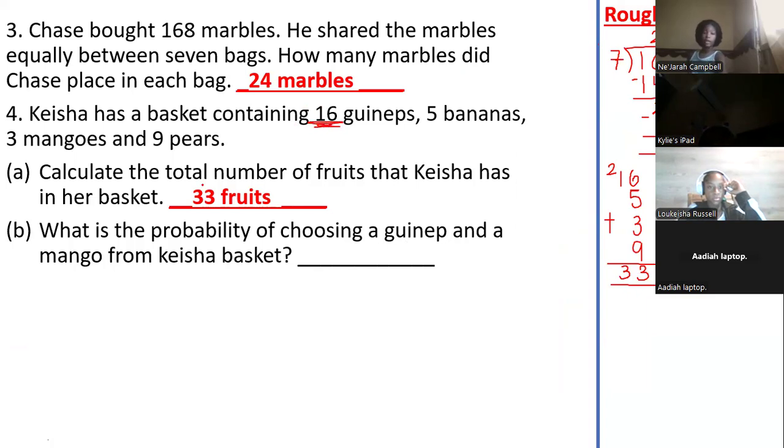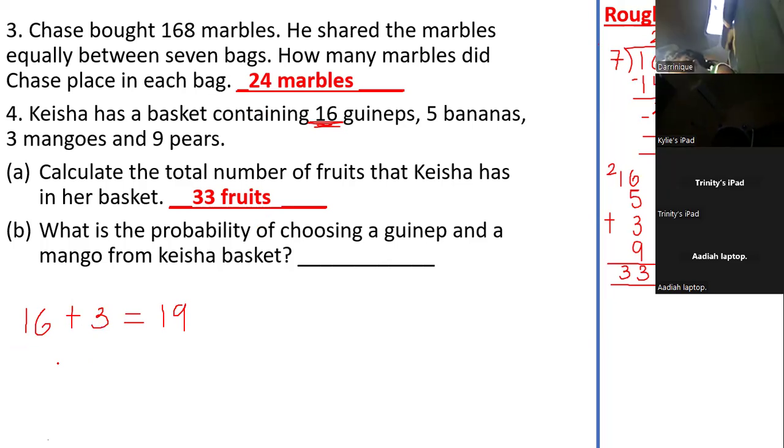16. Very good, 16. So you have 16 ganaps. And then how many mangoes do we have? 3. Very good. So it's gonna be 16 plus 3, which is what? 19. Very good. Now probability is always gonna be how much you select over the total. It's gonna be a fraction. So what is the total number of fruits in the basket? 33. Very good.